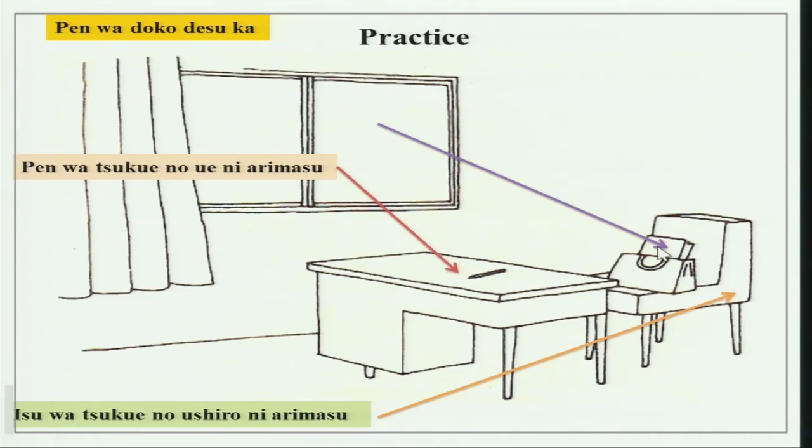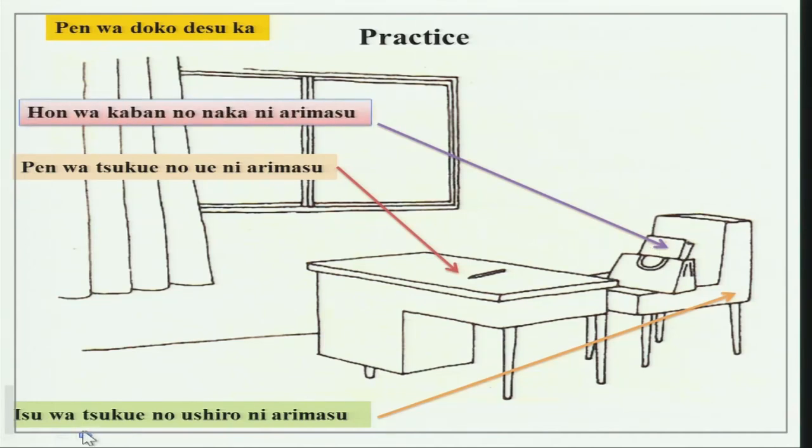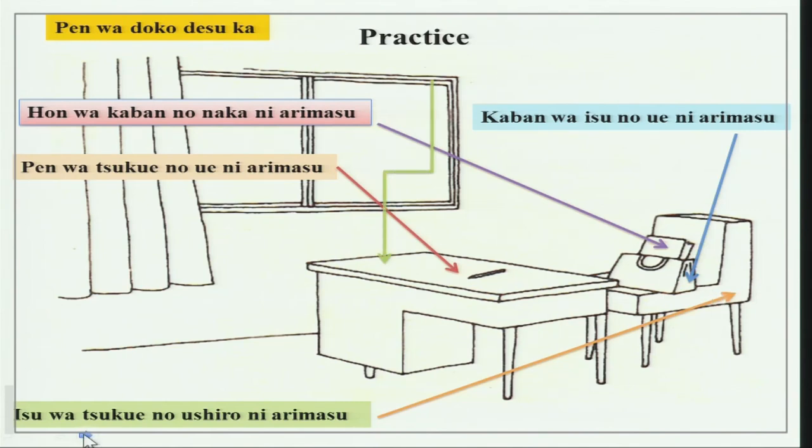Over here, a book. Hon wa doko desu ka? Hon wa kaban no naka ni arimasu. Kaban wa doko desu ka? Kaban wa isu no ue ni arimasu. And then we have our table.